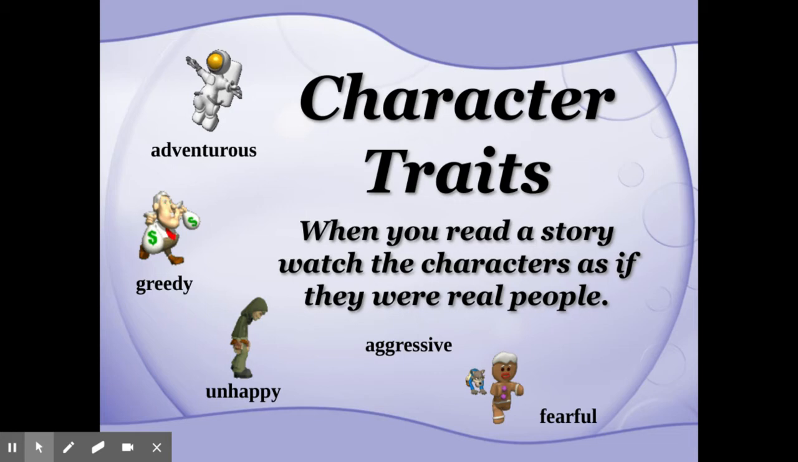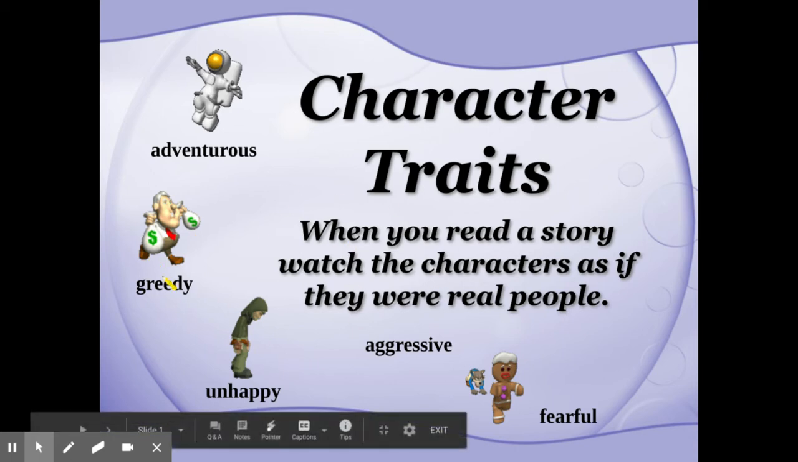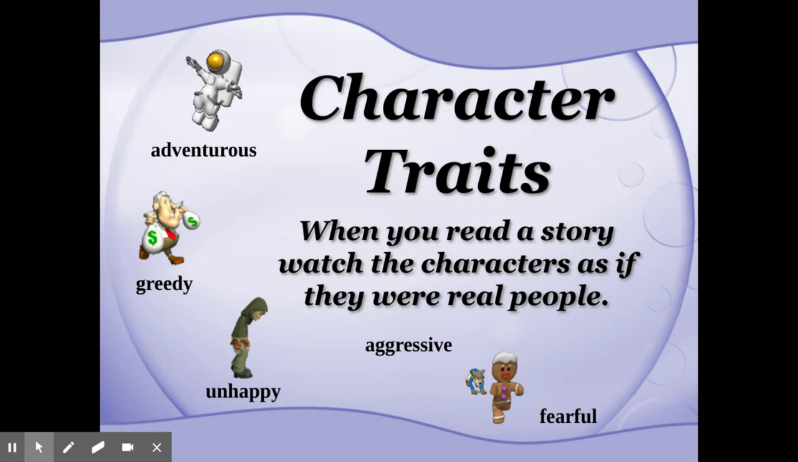How are they described? Some of those descriptive words could be adventurous if we were talking about an astronaut, greedy if we were talking about someone that just couldn't stop taking from the bank, unhappy if the character was sad all the time and we could tell by looking, the way they're looking. Aggressive, the dog is very aggressive because he wants to attack. He's very angry. Fearful, that's just a character trait that would describe the gingerbread man because he's running away.